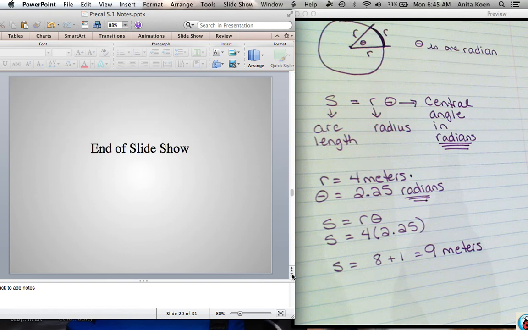All right, that's all for today. This takes care of angles and their measure, and we'll come back tomorrow and look some more at radians.